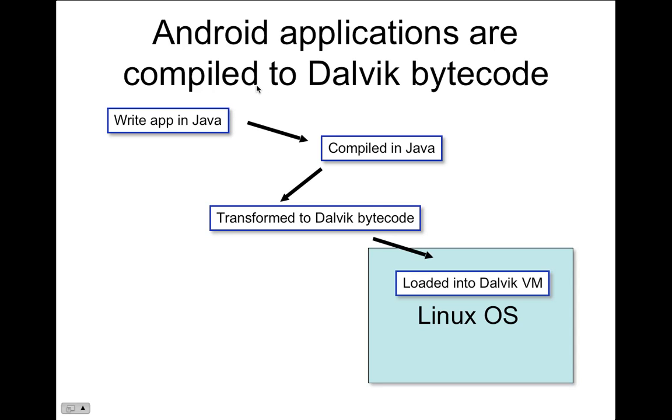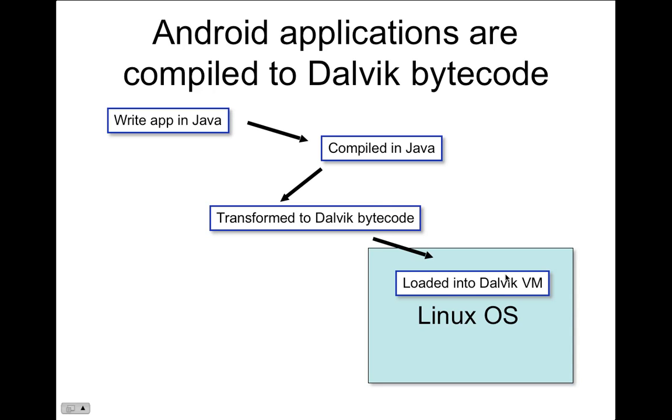So the Android applications are compiled to Dalvik bytecode, which is a special form of the bytecode itself, as we've seen in the previous slide. So you write the app in Java, the same Java code that you would write for any other thing. You compile it with Java, and it gets transformed. That's where we went back and, remember, I said we have a .class file and we can convert it. Basically we can take the compiled form and convert it, which is essentially what the Eclipse environment is doing. It knows about the API.